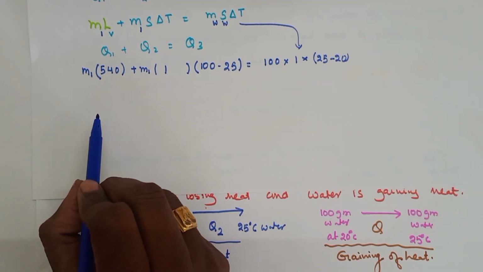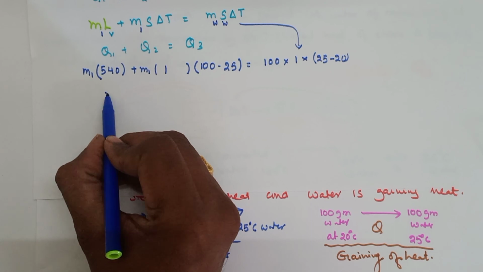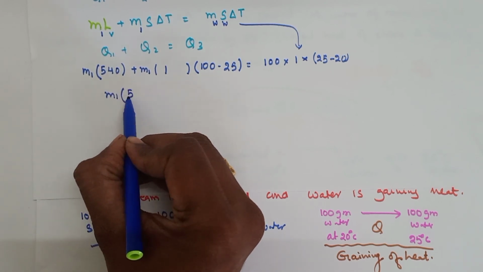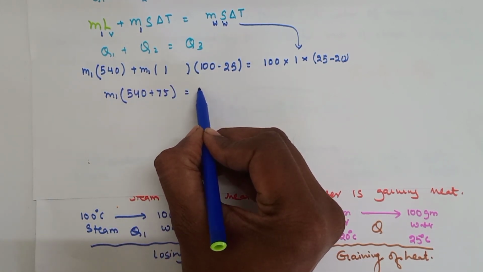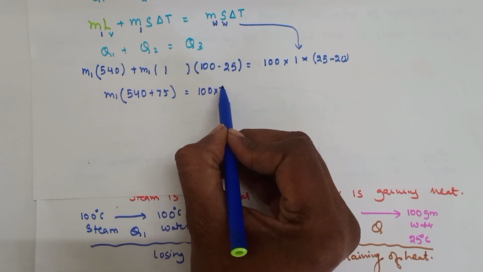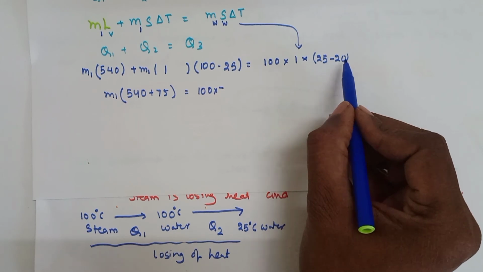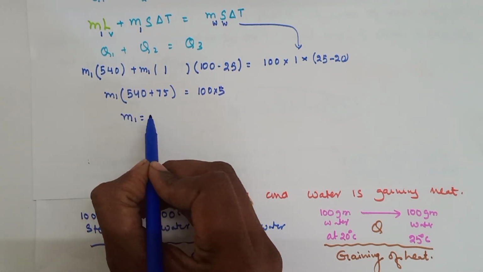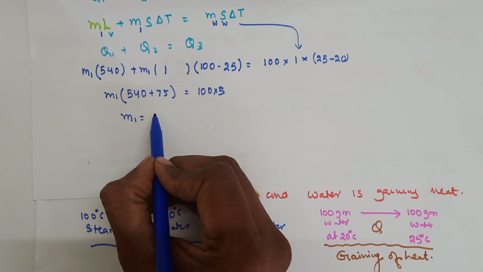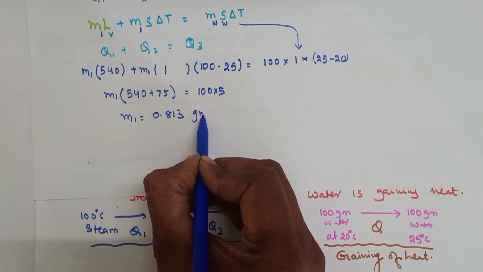Now we need to calculate M1. Taking M1 common, 540 plus 75 is equal to 100 into 1 into 5. So after calculation, M1 is around 813 grams.